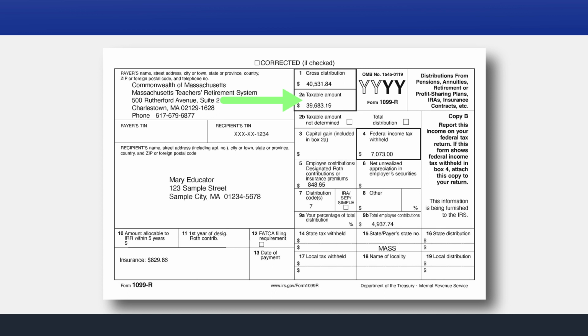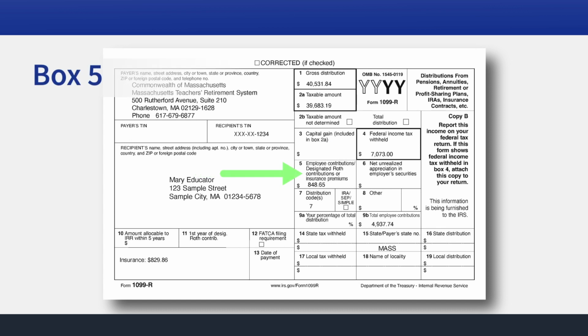If there is no amount in Box 5, the MTRS may not have all the necessary information to determine the taxable amount. In that case, in Box 2B, Taxable Amount Not Determined will be checked. If Taxable Amount Not Determined is checked, you should determine the non-taxable amount yourself. For more detailed information on this process, please see our website. Box 4. Federal Income Tax Withheld. This shows the total amount of federal income tax withheld for the calendar year.